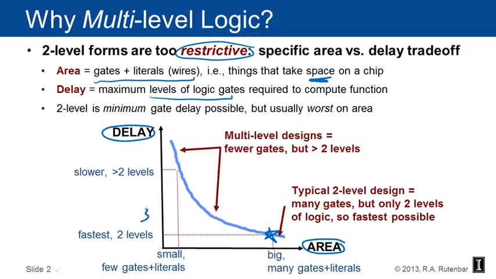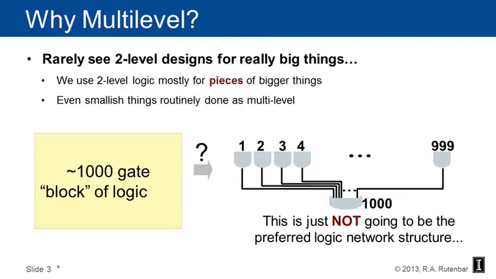Now, if we're willing to have things be not so fast, if we're willing to let them be a little bit slower, it turns out we can trace out a very, very rich collection of different area delay trade-off options, and we just like a synthesis technology that lets us explore that space a little more reliably. And so that's one of the reasons why we're not going to be doing two-level designs. It's just too restrictive. The next reason we're not going to be doing just two-level designs is that they're just really tough to do for things that are big.